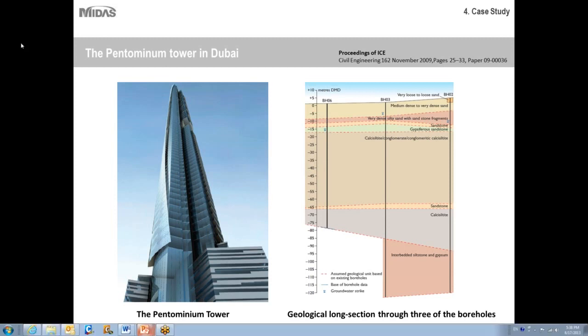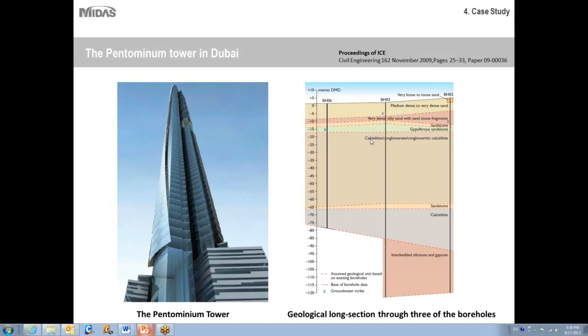Okay, so our first case study is the Pentaminam Tower in Dubai, which is a very high-profile, high-end project, and the design of the foundation was quite complex. So as you can see, this is the cross-section or the soil profile that they had to deal with. It had several different types of soils and hard rocks that they needed to account for, that the piles would be placed against.